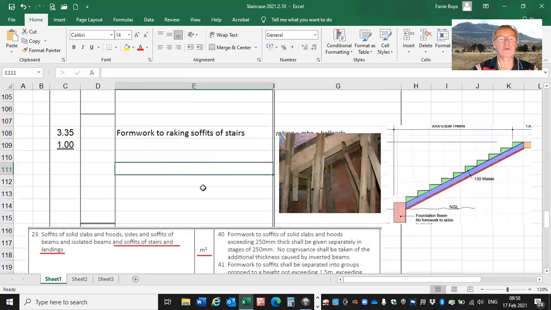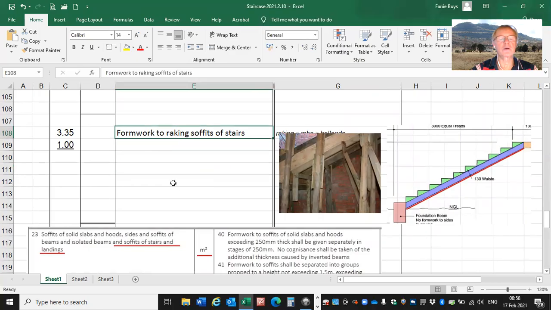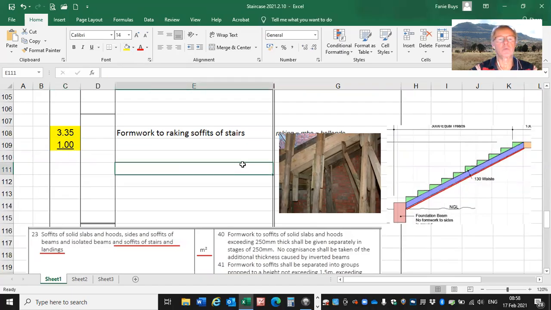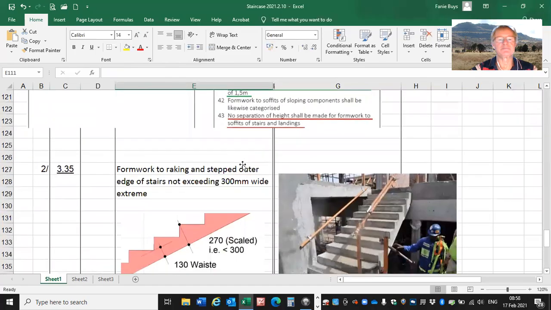So we can go back to our description. It is simply formwork to raking soffits of stairs, no propping up categories there. And it is measured in meters square. And the way I've done it is simply by using that length of the waist, which we've determined in the previous item as 3.35, and the width of the staircase obviously is the second dimension to support that part of the staircase. Formwork to raking soffits of stairs.